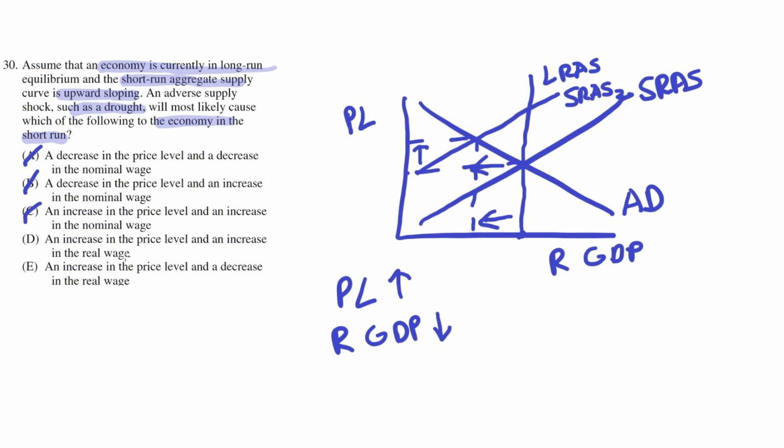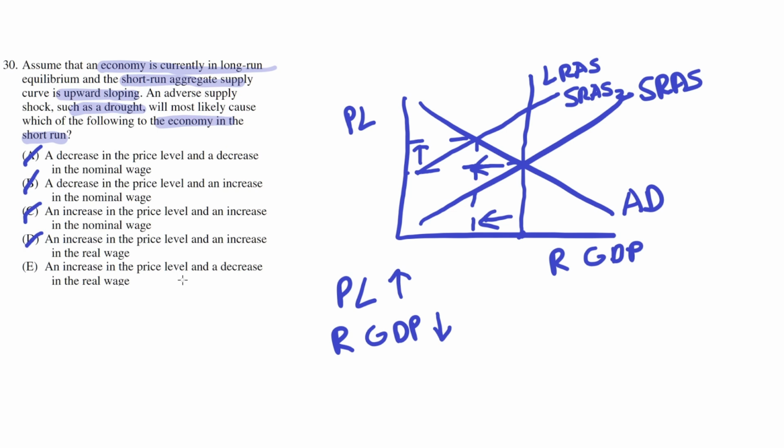So C is incorrect. D, an increase in the price level and an increase in the real wage. This is incorrect because real wage should not increase in this case because the price level has increased and real wages take into account inflation, so an increase in inflation would decrease the real wage, not increase it. So D can also be eliminated.